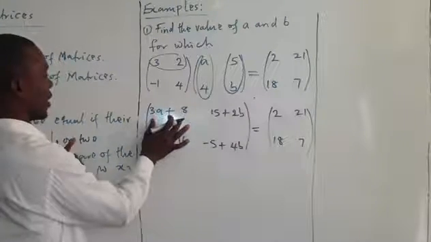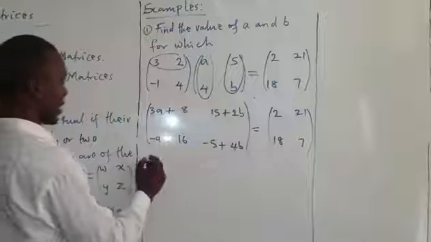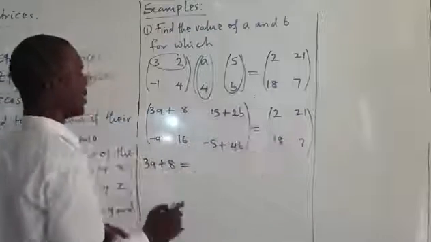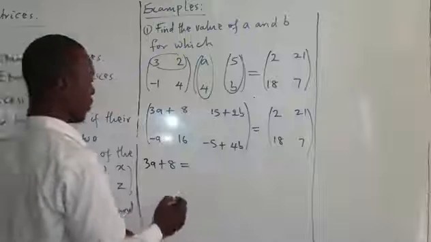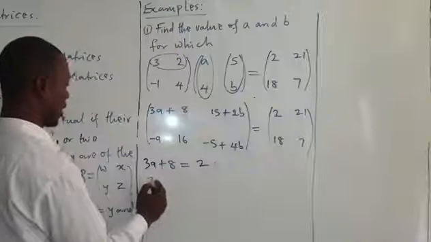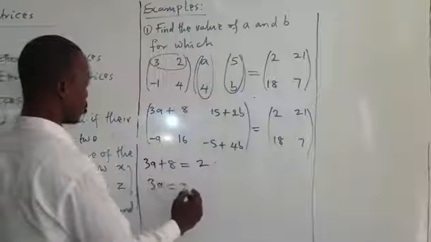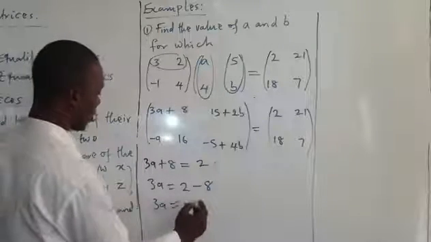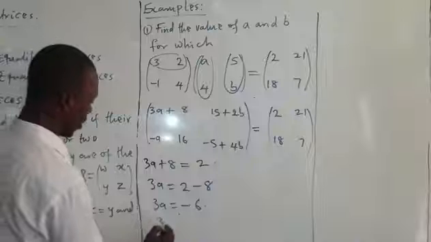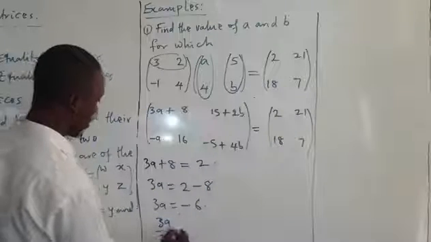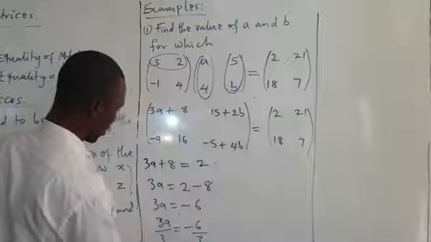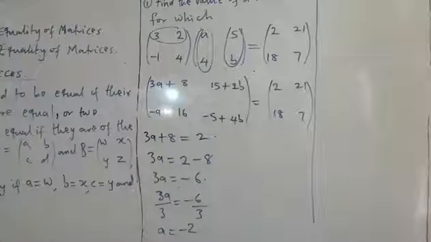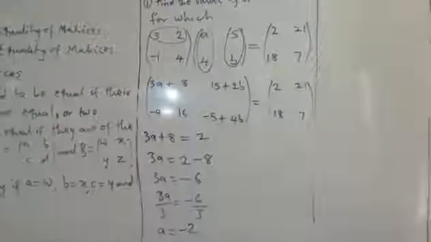So the first element on the left-hand side on the first row, that's 3a plus 8, equals the first element on the right-hand side on the first row, that's 2. So we now have 3a equals 2 minus 8. So we have 3a equals minus 6. So 3a over 3 equals minus 6 over 3, so a equals minus 2. So a is equal to what? Minus 2. So that's the value of a.